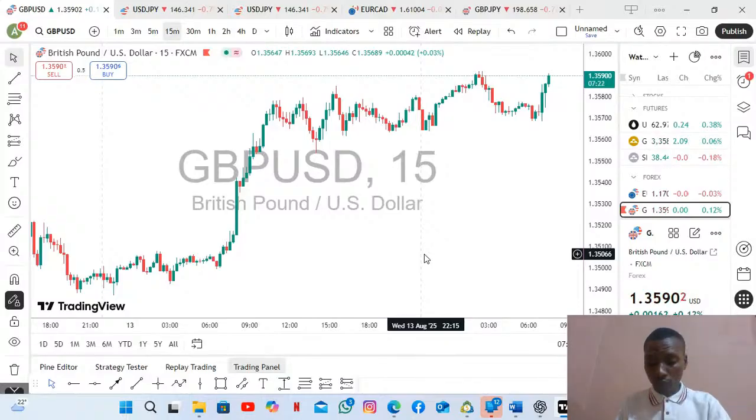GBP USD, do you think we should be buying, or do you think we should be selling, or do you think we shouldn't do anything at all? What is your take on this? Are we buying? Are we selling? Or are we to stay out of the market for now? Somebody talk to me. What do you think we are to do with GBP USD?